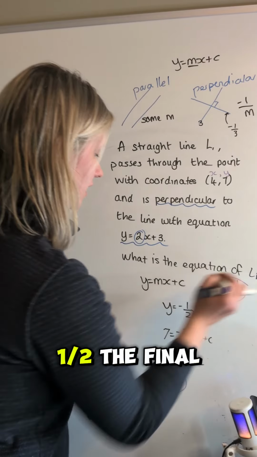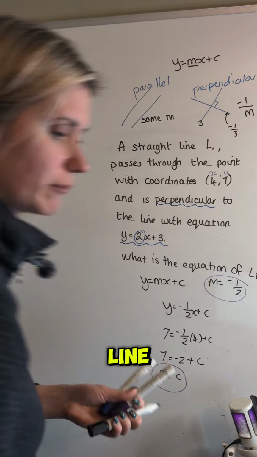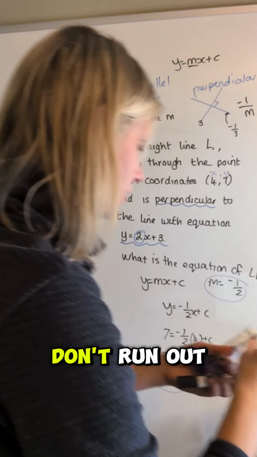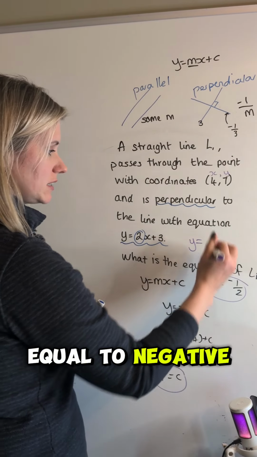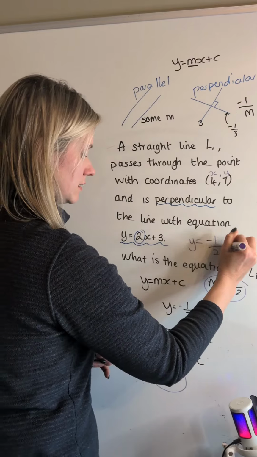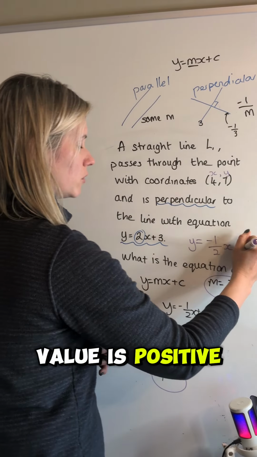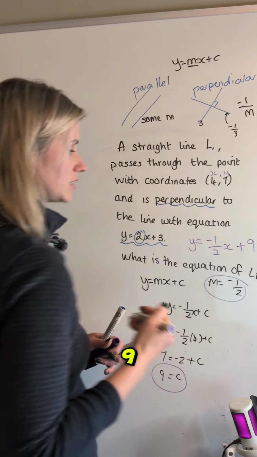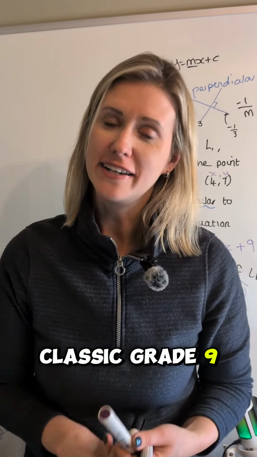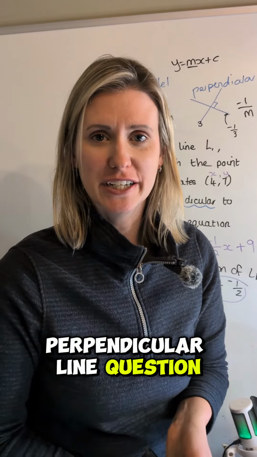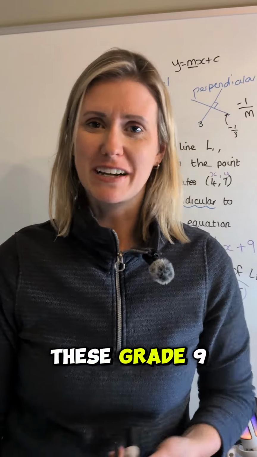m is -1/2. The final equation of our line, I'm going to write it up here a little bit so that I don't run out of room, is going to be y is equal to -1/2 x, and our c value is +9. So y equals -1/2 x plus 9. Classic grade 9 equation of a perpendicular line question. Follow along for more help on those grade 9 questions.